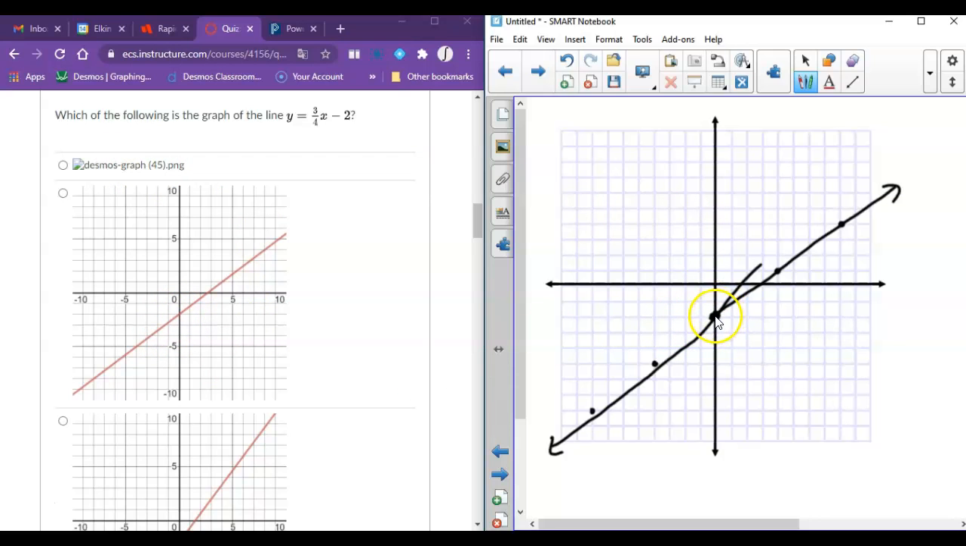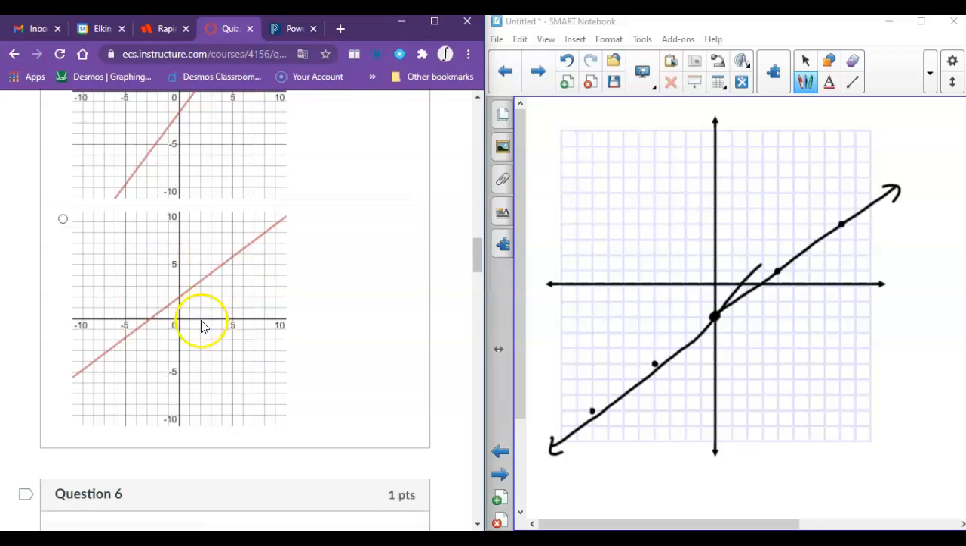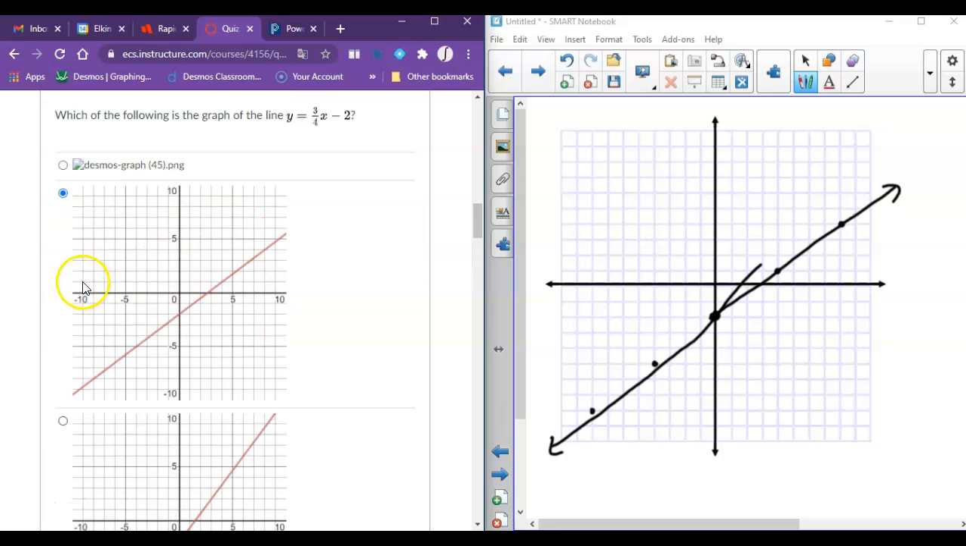I've got a y-intercept right here at negative 2. If I go up 1, 2, 3, and to the right 1, 2, 3, 4, that looks perfect. So I'm going to pick this answer here. This one's incorrect because the slope is incorrect. You go up 1, 2, 3, 4, and to the right 3, which is not right. And this one has the incorrect y-intercept. So that second one there is our answer.